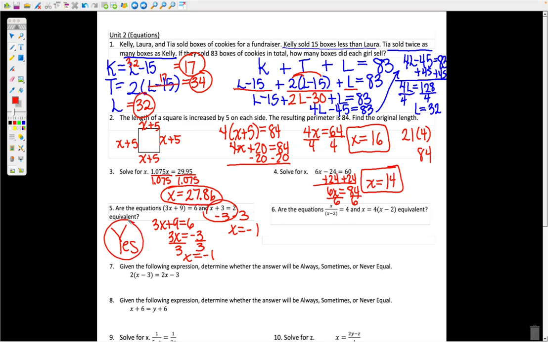The next one, are these equivalent? No. Oh, wait, yeah, they are. No, wait, I said yeah, I said no, but it might be wrong. Does anybody say no? Yes. How many of you say no? Just you? How many of you say yes?